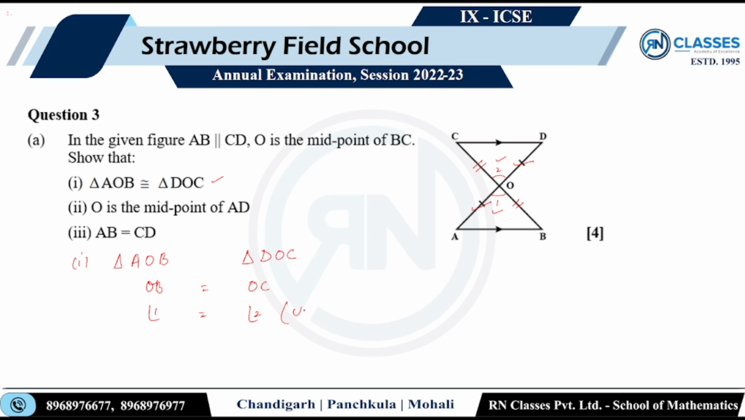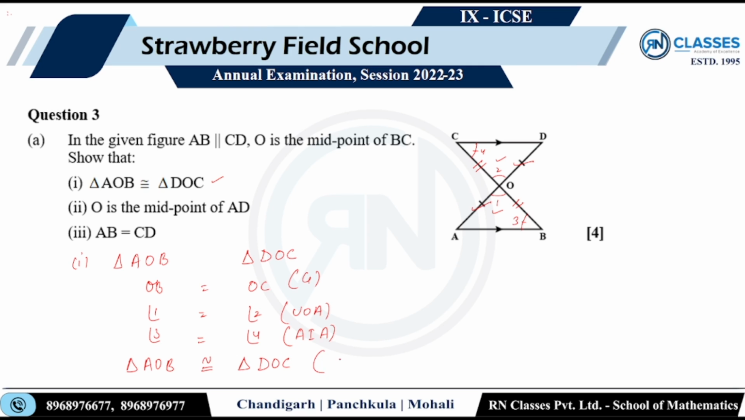ठीक है, इसको मैंने लिख दिया vertically opposite angles. This was given. Okay. और ये angle और ये angle दोनों equal होंगे. Alternate interior angles. This is 3, this is 4. Angle 3 is equal to angle 4. Alternate interior angles. So triangle AOB is congruent to triangle DOC.